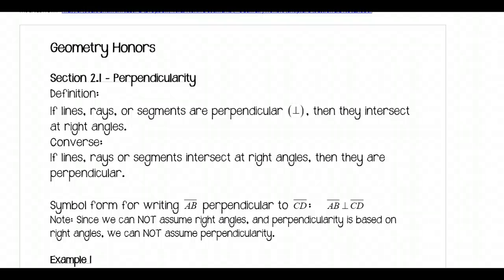This is Mr. Martin. This is the video notes for section 2.1 on perpendicularity. So let's take a look at the definition.